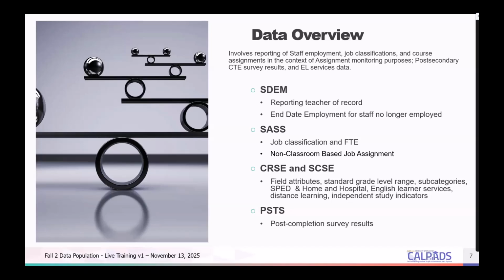Next is the staff assignment, or the SASS file. Here you'll report job classifications, FTEs, full-time equivalents, and any non-classroom based assignments. Then we will move on to course section enrollment, CRSE, and student course section enrollment, the SCSE files. These files capture a wide range of data, including course attributes, grade level ranges, subcategories, SPED, home and hospital, English learner services, distance learning, and independent study indicators.